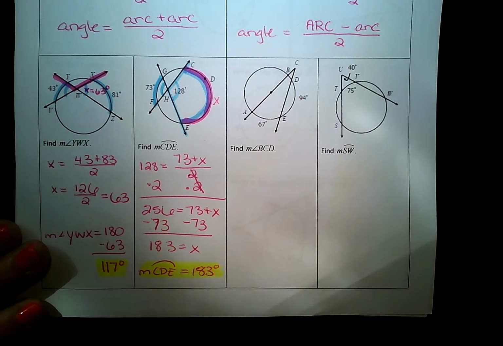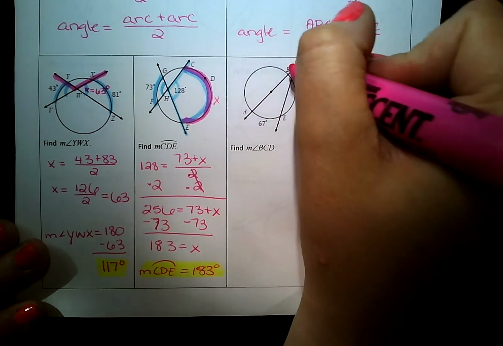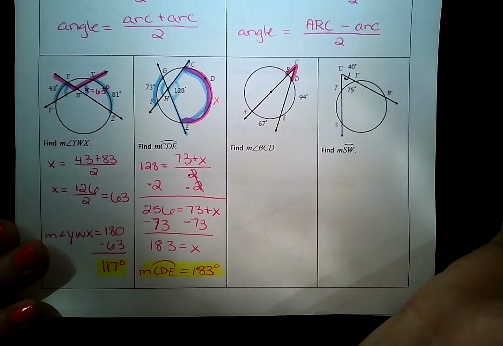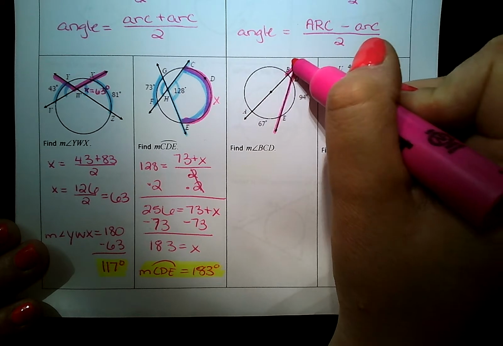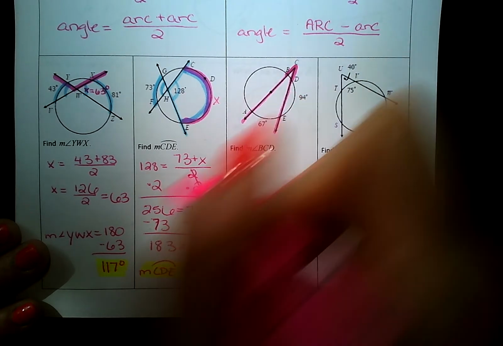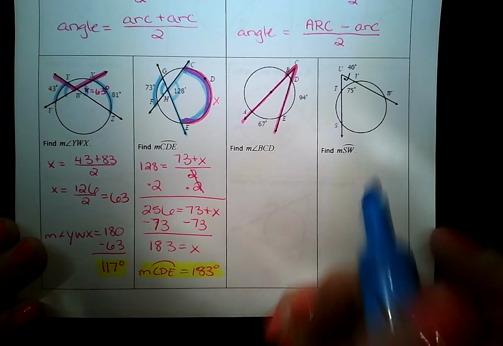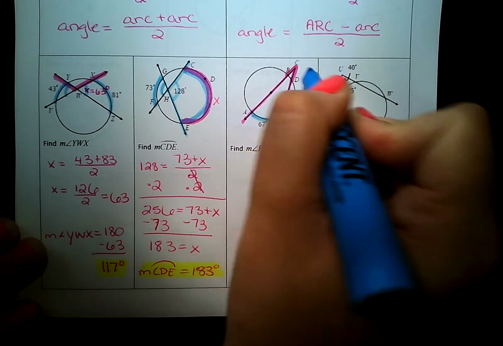All right, we are asked to find angle BCD. Angle BCD is out here. Looks very tiny, but remember, you can extend those rays if you need help finding the arcs that go with the angle. So the arcs that go with this angle are going to be the two inside pieces, AE and BD.